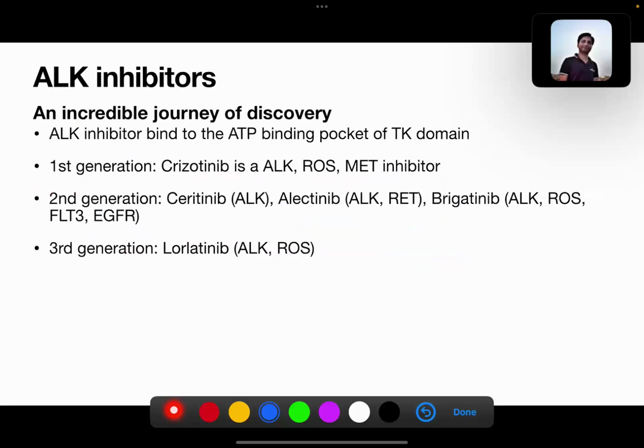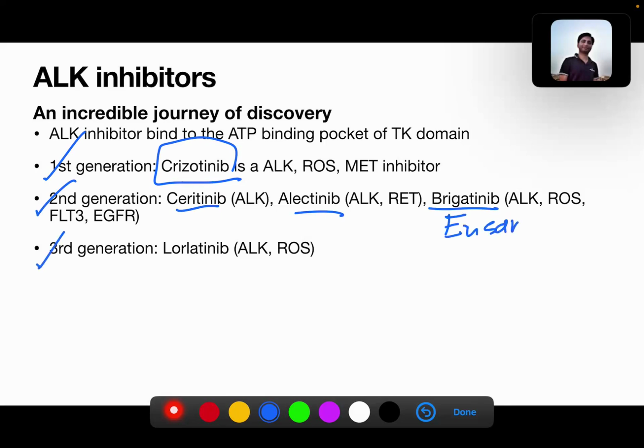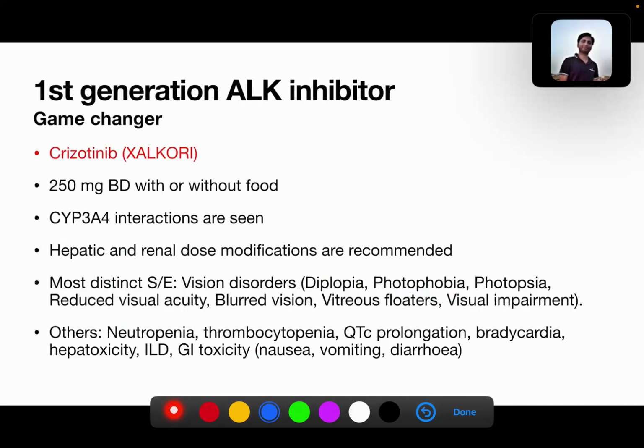So coming to the treatment, ALK inhibitors, we have first, second, and third generation ALK inhibitors. So first generation is crizotinib. Second generation is ceritinib, alectinib, and brigatinib, and we also have another called ensartinib, right? So these four are there. Then third generation ALK inhibitors are lorlatinib primarily. So coming to all these drugs, let's quickly go through their profiles.